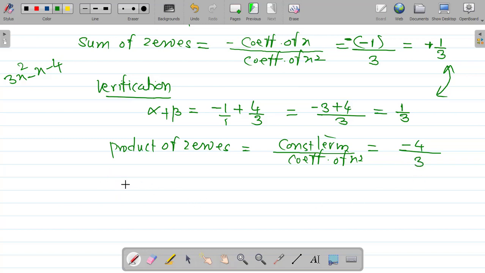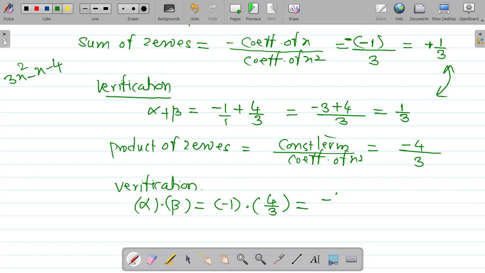So we will verify this. How will you verify this? So this verification, does it give the same answer? We will see. So alpha into beta is equal to what? Alpha is minus 1 into beta is 4 by 3. So this will be minus 4 by 3. So here also this second relationship is verified.